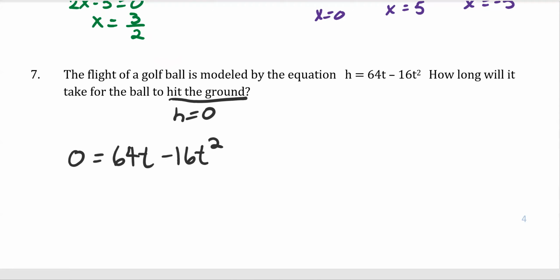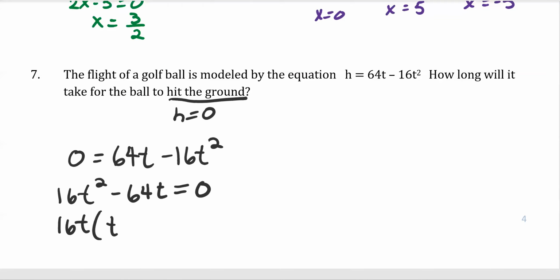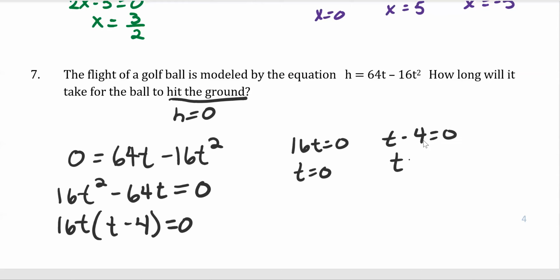So from the previous problem, I'm going to do the same thing. I'm going to add 16t squared to both sides. Then I'm going to subtract 64t from both sides. I can take out the greatest common factor, 16t, times t minus 4. Set both factors equal to 0. So how long will it take the ball to hit the ground? 4 seconds.